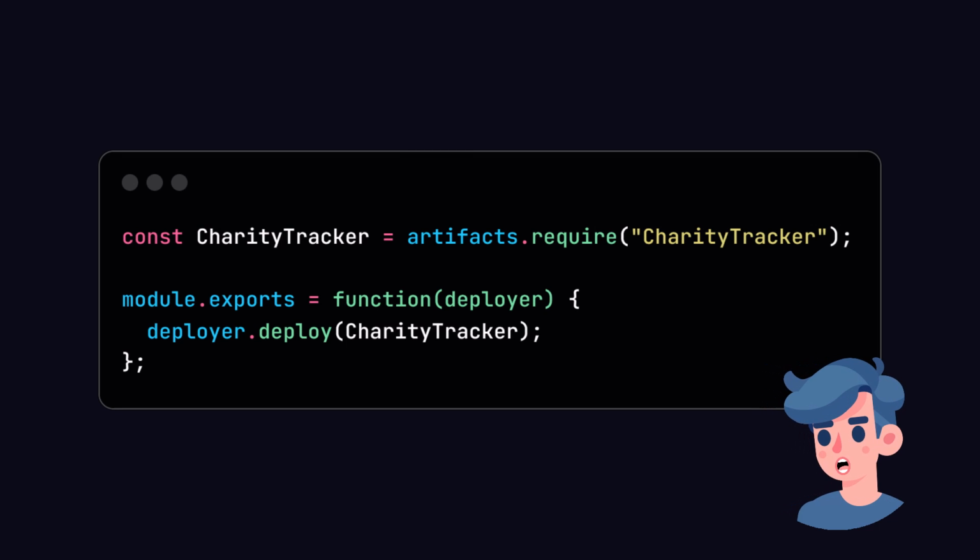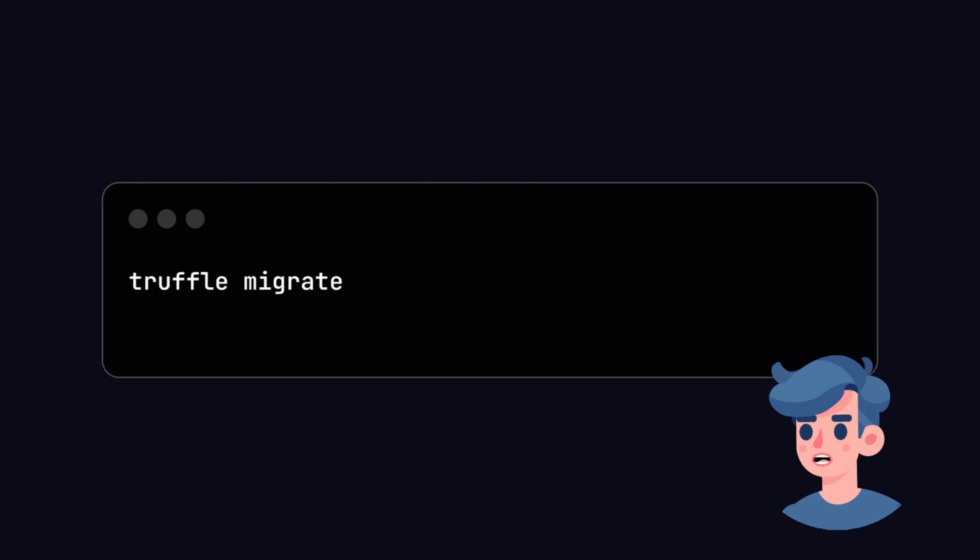It's time to deploy our contract. We first need to create a migration file. To do this, create a file named 2_deploy_contracts.js inside the migrations directory. This file will handle the deployment process. Now we can deploy the contract onto our local blockchain. Start Ganache if you haven't yet, and then run the migration command.